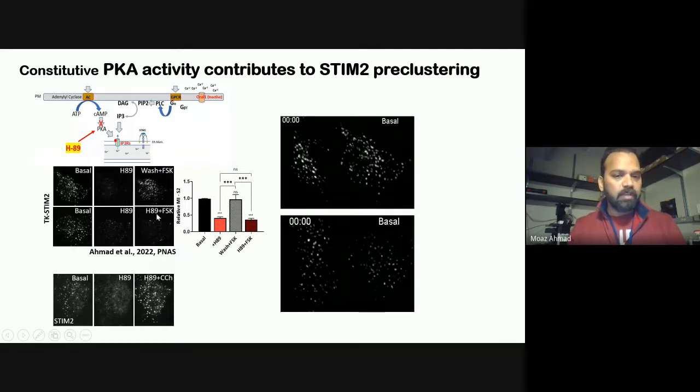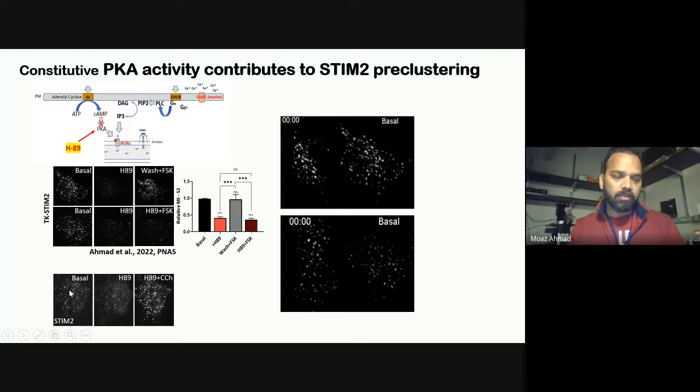And similarly, when we used forskolin in the presence of H89, it is not able to cause Stim2 clusters back. It looks very similar to what we see with the inhibition with H89. So it suggests that this pathway is very crucial under the basal condition. So we hypothesized, if we block this pathway and we stimulate this pathway maximally, then what happens?